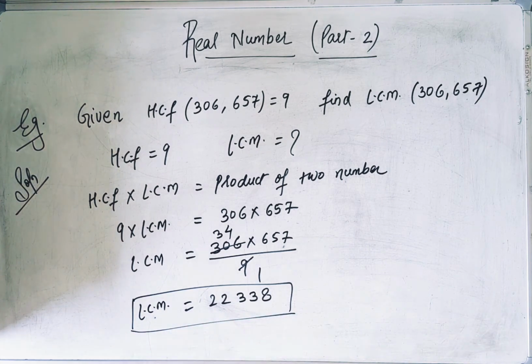So this is how we have completed the second concept, the fundamental theorem of arithmetic, in which we have seen that every composite number can be expressed as a product of primes.